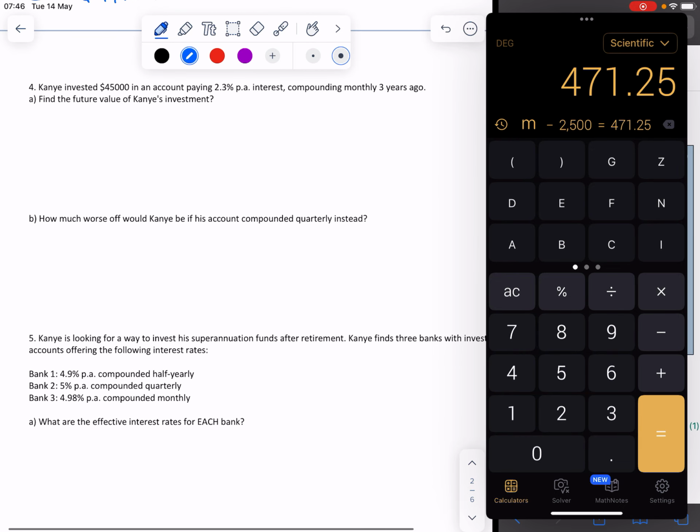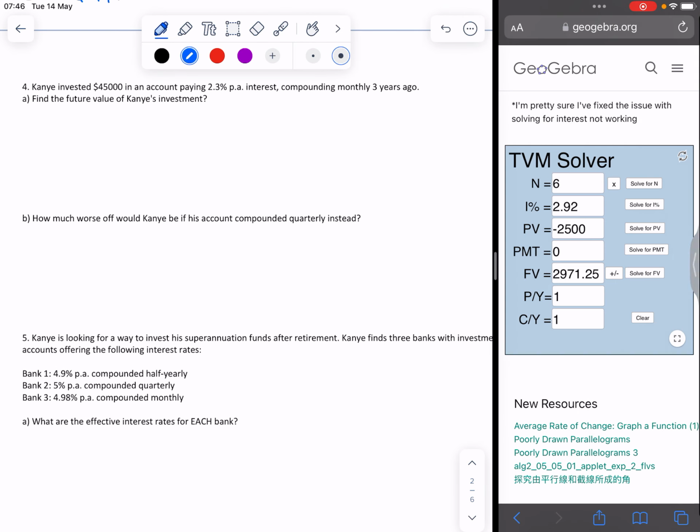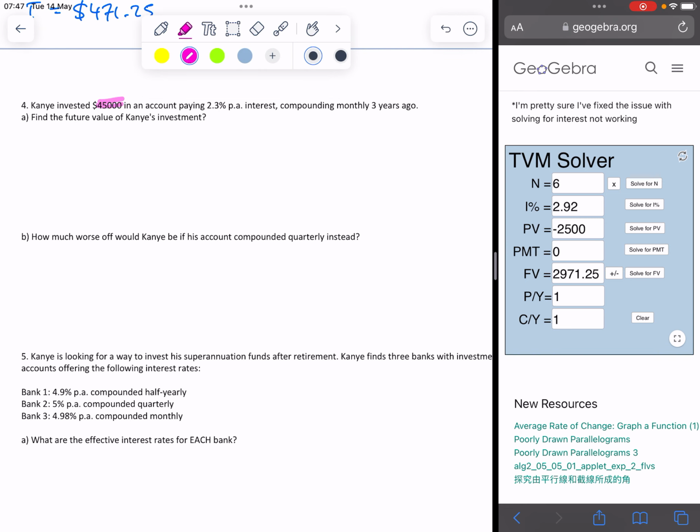Kanye invested $45,000 in an account, paying 2.3% interest, compounding monthly 3 years ago. Find the future value of Kanye's investment. It's a compound interest question, so straight away go TVM Solver.